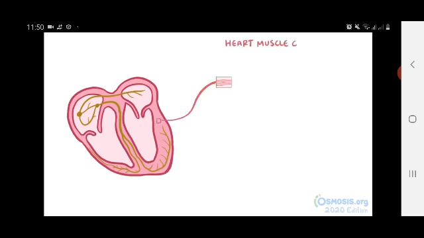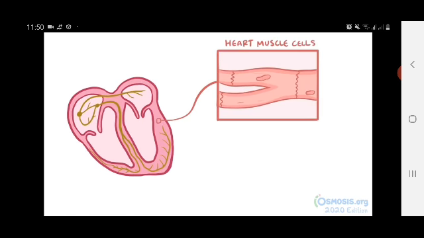Now, the heart muscle cells are often described as a functional syncytium, because even though each cell has its own membrane, the cells also have tiny connections or openings between them. That means that during a depolarization wave, ions can flow right from one cell to the next.